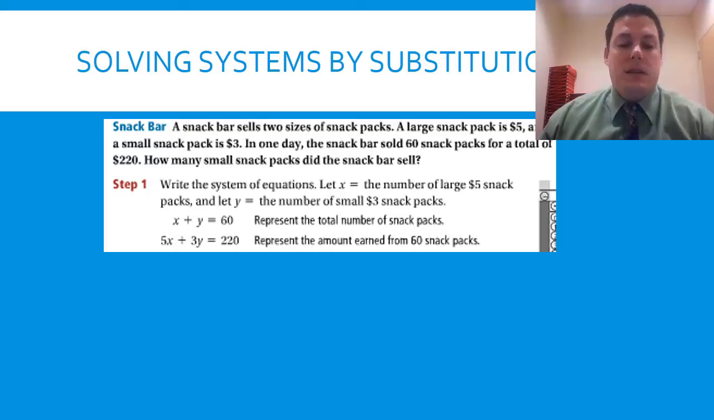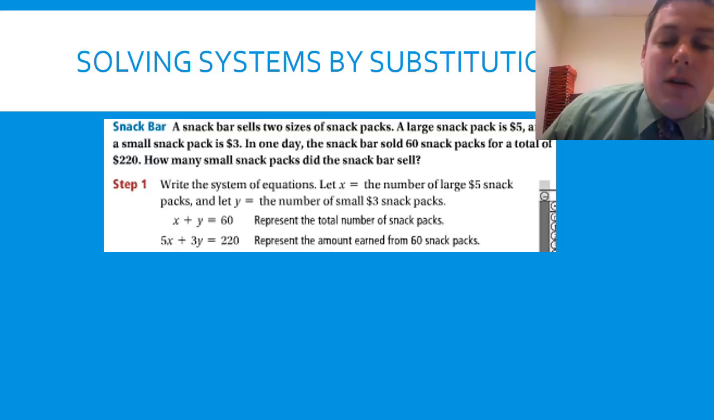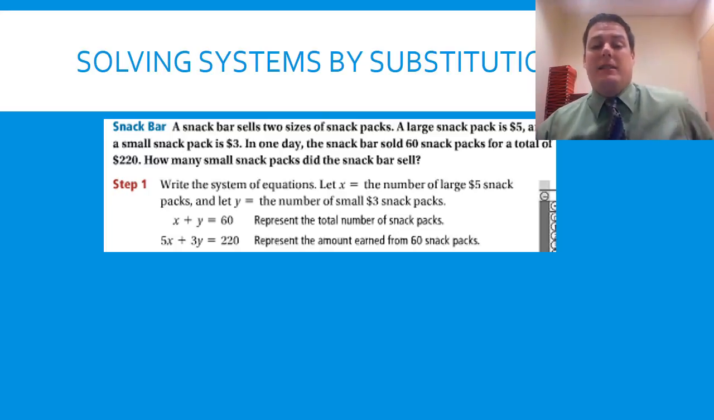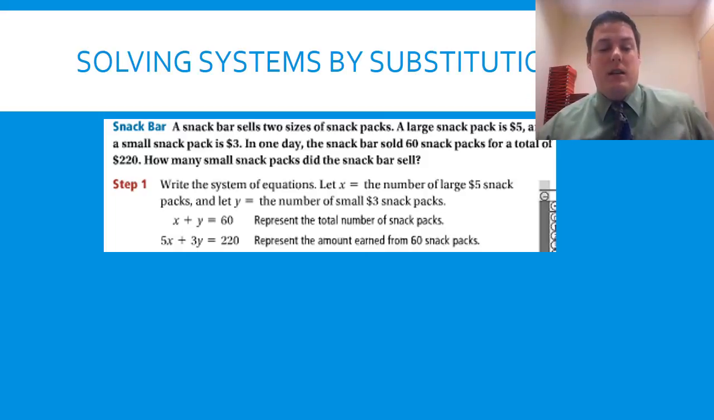Here's your word problem example. So a snack bar sells 2 sizes of snack packs. This is our real world example of how these equations would be set into place. A large snack pack is $5 and a small pack is $3. In one day, the snack bar sold 60 snack packs for a total of $220. So you want to know how many small snack packs did the snack bar sell?